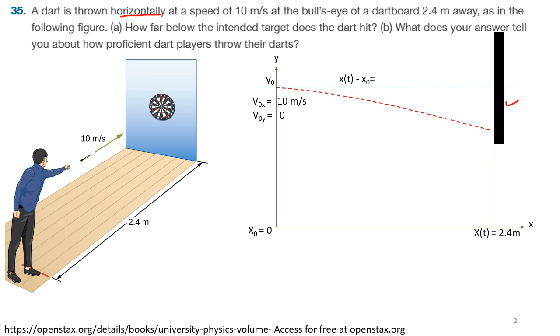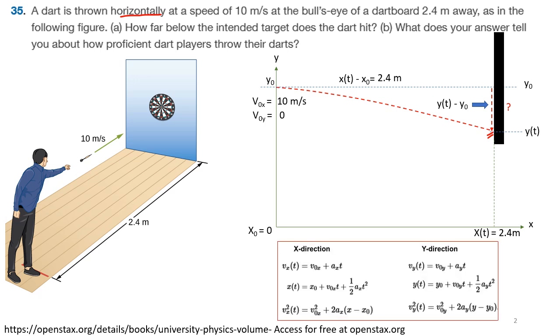Now x_t minus x_0, I already told you, the difference between the final position and initial position in the x direction is 2.4 meters. In the y direction, this position is y_t. What is y_t minus y_0? That is our question: how far below the target is the dart going to hit? So this is the y_0 position, and this is the y_t position. y_t minus y_0 is the quantity we need to calculate.